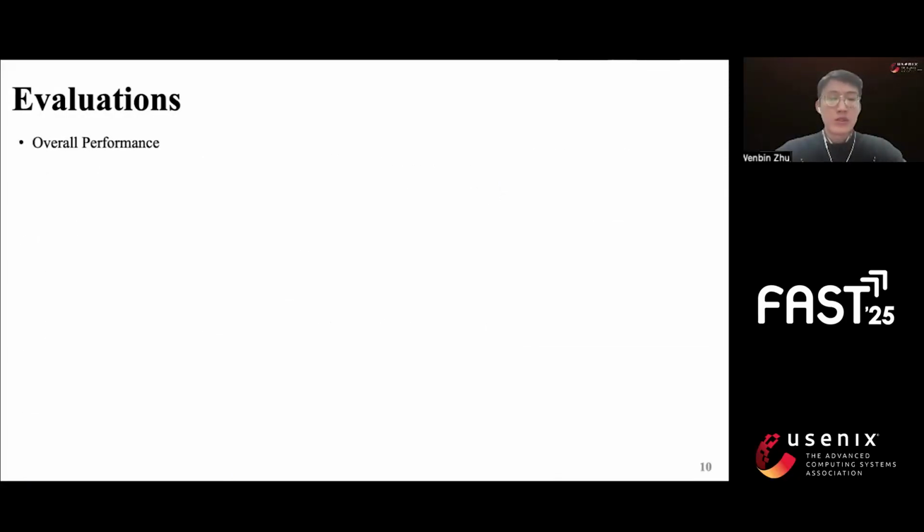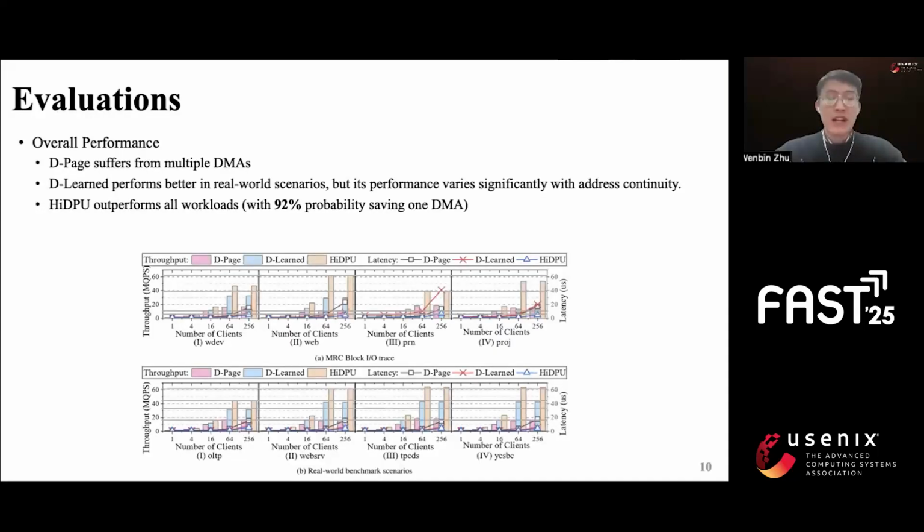Overall performance shows the throughput and average latency with different numbers of clients. DPage always needs two random DMA operations for each query, making it less efficient. For dlearned, when address continuity is high, it only requires one single DMA to fetch the predicted mapping entries into the DPU, which makes it more efficient than DPage. However, when the address continuity is low, it needs to fetch more data into the DPU memory and perform the local search to find the correct position of the target mapping entry, which also reduces its efficiency.